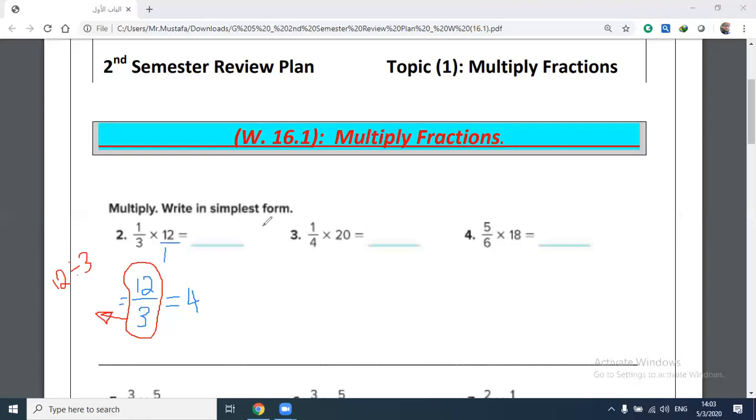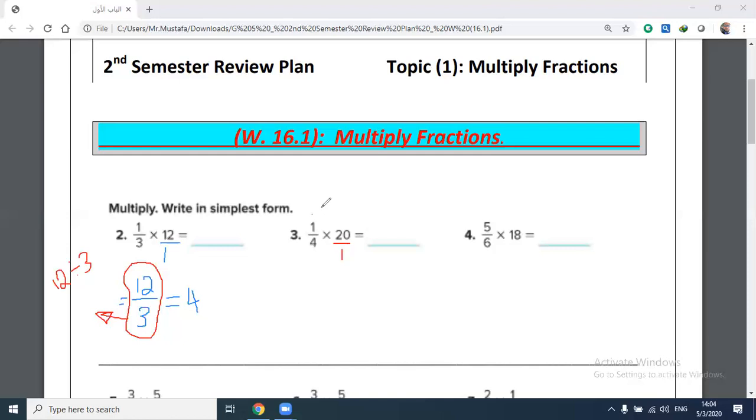Okay, next one, number 3. Can you do number 3 fast, please? Yes, teacher, 20 divided by 4 equals 5. Excellent. 20 is a whole number, to be written as a fraction, 20/1.